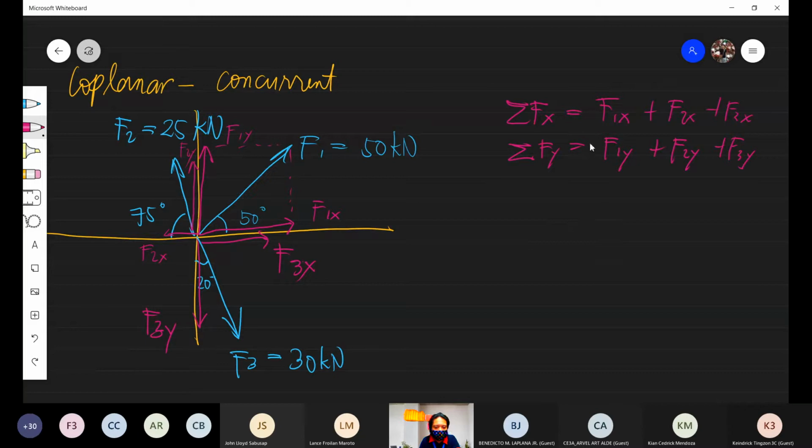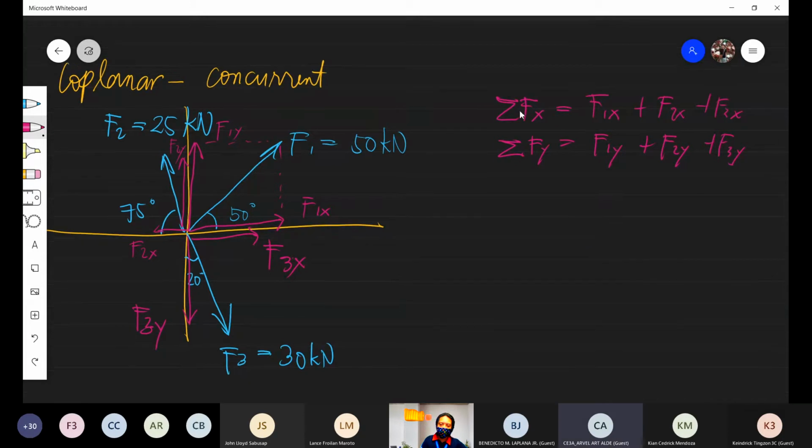Question again, Mr. Alde. How do you solve for the value of F1x? Sir, 50 kilonewton times cosine 50. Okay, very good. At least you can still remember. Okay, F1x, the summation of Fx and the summation of Fy. Once you have them, you solve the resultant, right? Now, what's the value of the resultant?